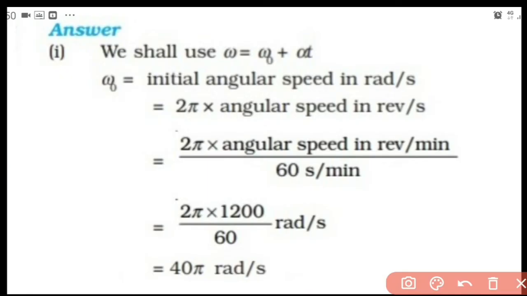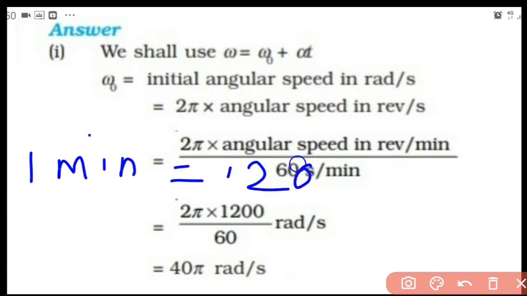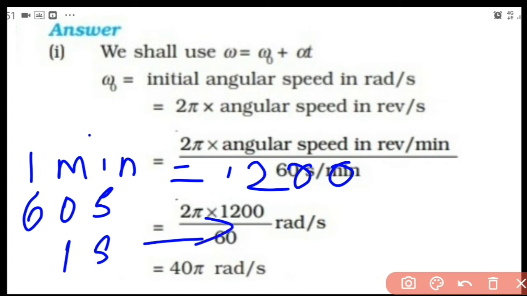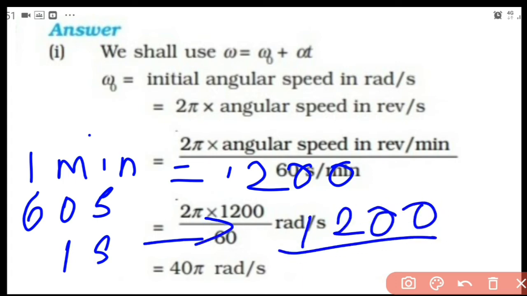So in 1 minute, 1200 rotations. 1 minute means 60 seconds. So in 1 second, how many rotations? 1200 by 60. This is the frequency.